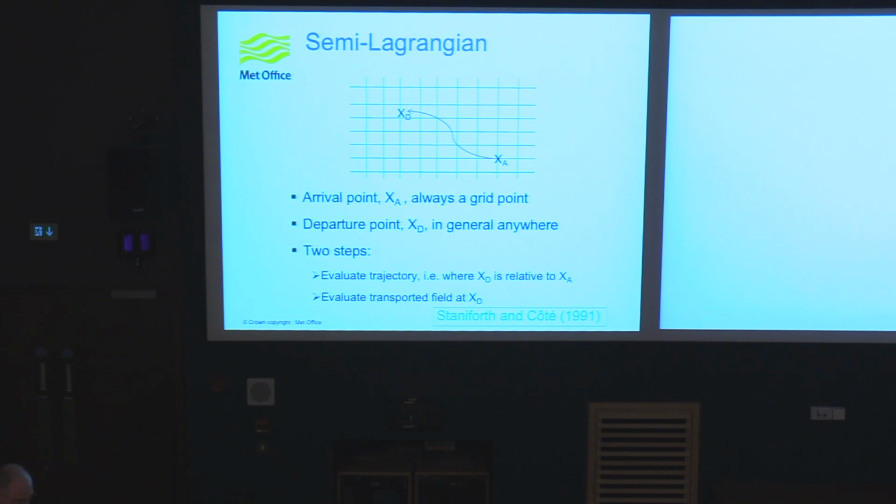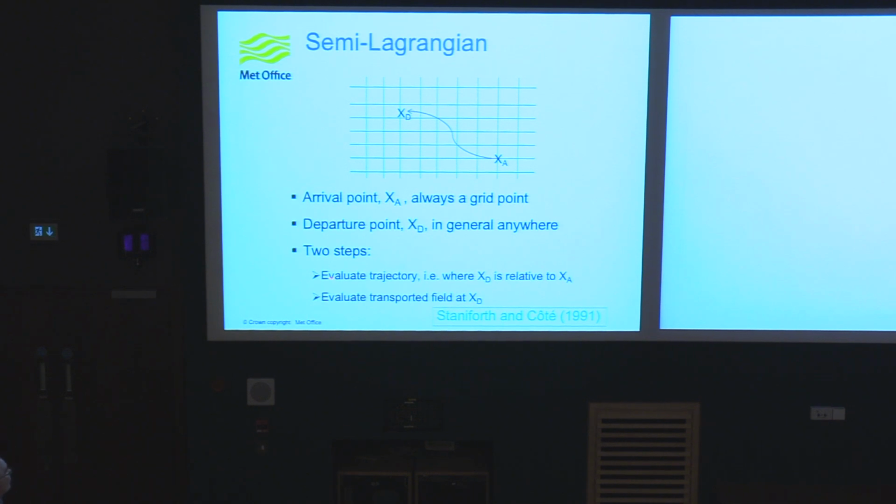So for the global model, that's 4 minutes previously. We say, where did that air come from? And it will land someplace here. And in general, that isn't going to be a grid point. It's going to be somewhere within a grid box, within a grid cell, away from the grid point. And so what we have to do then, having worked out where the air comes from, is estimate what the value of the air here is by using the values surrounding that point. So we interpolate from the surrounding grid points to that point.